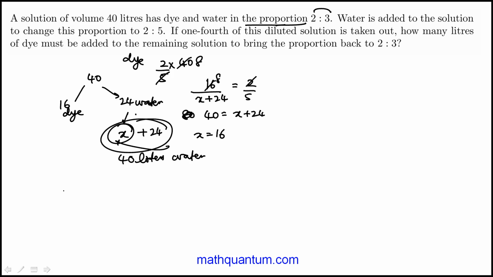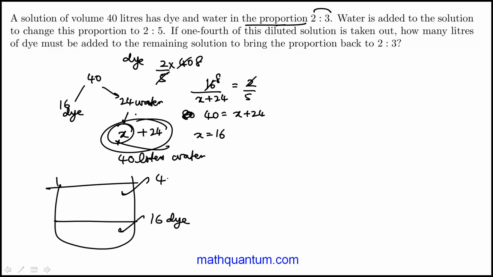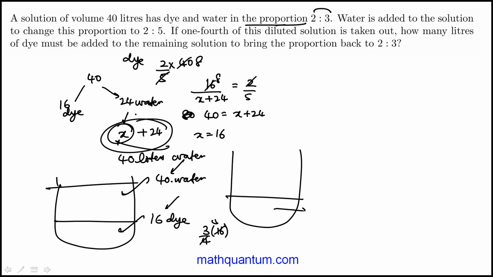Now, if I were to visualize this, you can think of this as the container where you have 16 liters of dye and then 40 liters of water. And 1/4 is taken out, which means 3/4 is remaining, meaning 3/4 of these two categories would be remaining. So dye would be 3/4, meaning 12 liters would be left. And same thing with the water would be 3/4 of 40, which is 30. So we're in this scenario.